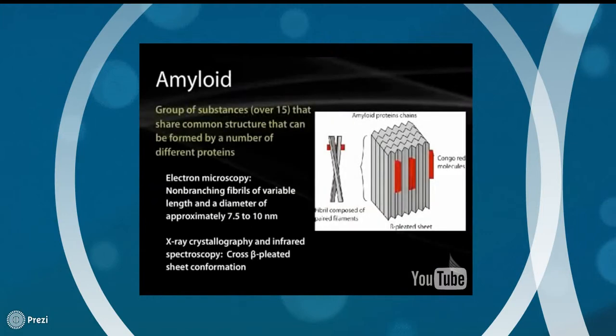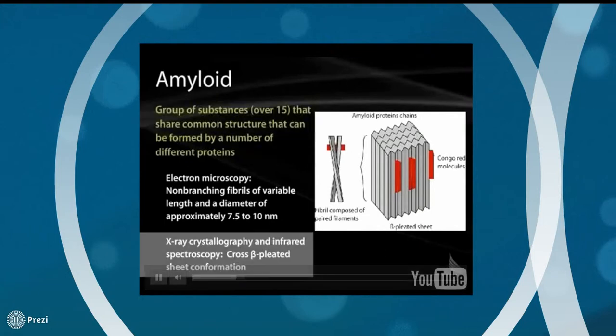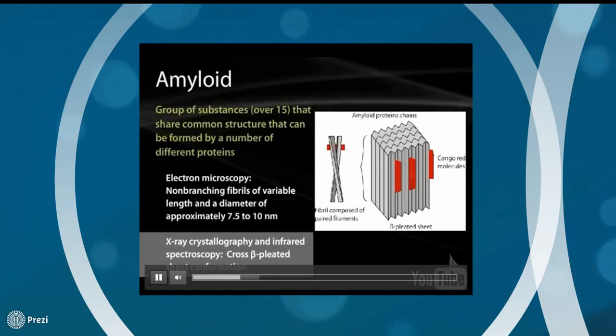Now, the term amyloid actually refers to a group of substances. There are over 15 of them, made up of the beta pleated sheet, and this is where the Congo red stain that we mentioned in our earlier slide congregates and gives the apple green birefringence.